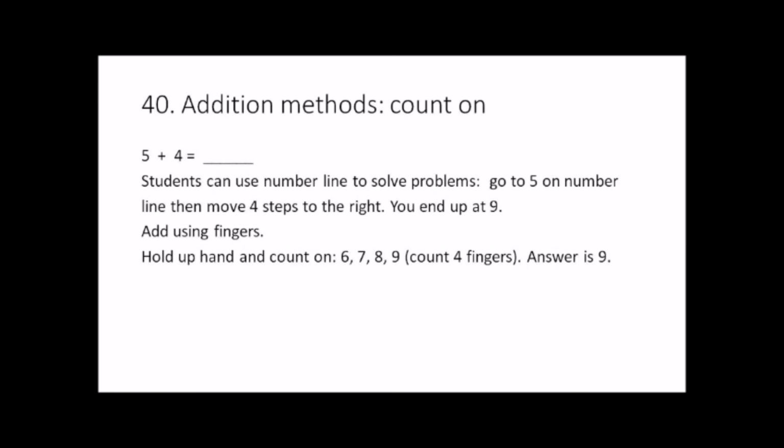So you go to 5 and then you move 4 steps to the right, you end up at 9. Use your fingers, hold up your hand, and you count on. So you hold up 4 fingers because you're counting on from 5. So you say 6, 7, 8, 9, the 4 fingers, and you stop at 9. So the answer is 9. So make sure they're able to count on so they can do things efficiently.